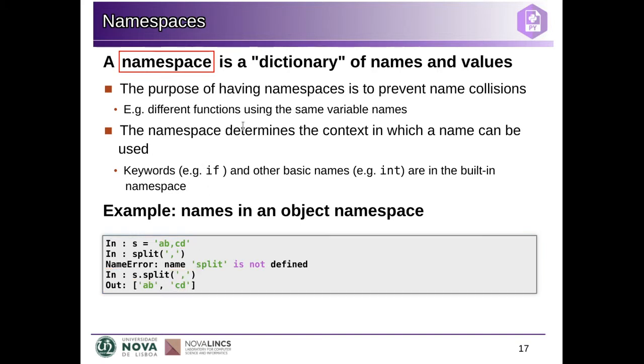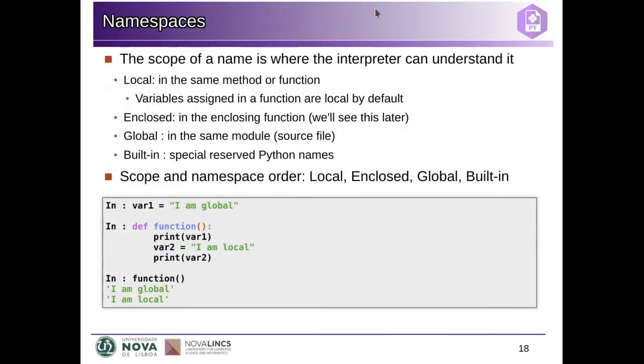There is one important namespace, which is the built-in namespace, which is where Python stores all the basic names. So the things like int, print, if, things like that, they are all in the built-in namespace because they are part of the language. Now, the scope of a name is the context where the interpreter can understand that name.